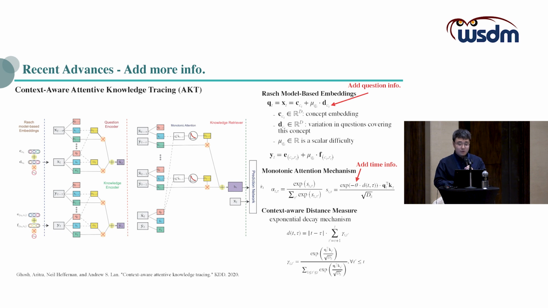So the AKT model tries to add 2 kinds of information. The first one is the question information. Here is CT, the concept embedding, and they add the DCT. DCT is the variant in the question covered in the concept. And they also add a scalar difficulty of the question, so the input will contain the question and the concept info. And they also try to add the time info. They added a monotonic attention mechanism to the original attention, so the model will pay more attention to recent interactions.